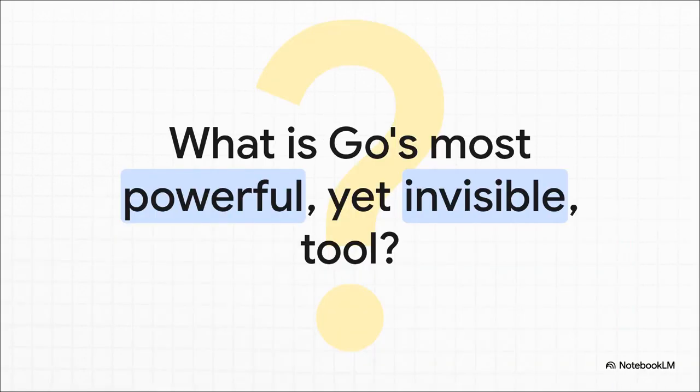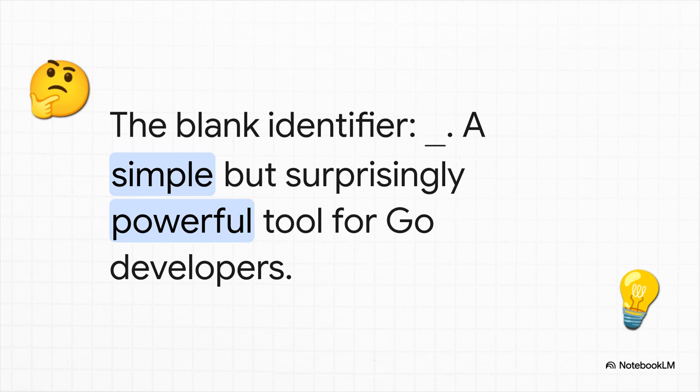So let me kick things off with a question for you. What do you think is Go's most powerful yet almost invisible tool? It's something you see pretty much every day, but its true power and versatility? That might just surprise you. Yup, that's it. The underscore, the blank identifier. And trust me, it's not just some placeholder.